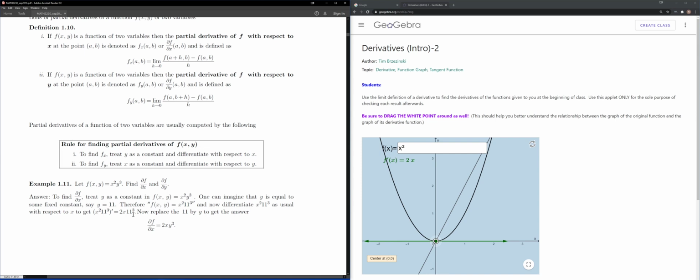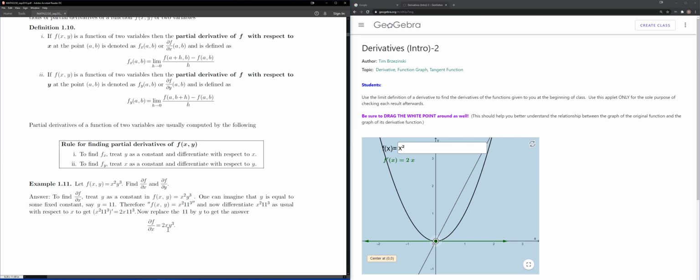Okay, and now that tells you how you're going to get your answer over here. Remember, the 11 was just equal to y. So what you could do is put back the y over here, and then your answer would be 2xy cubed, right?